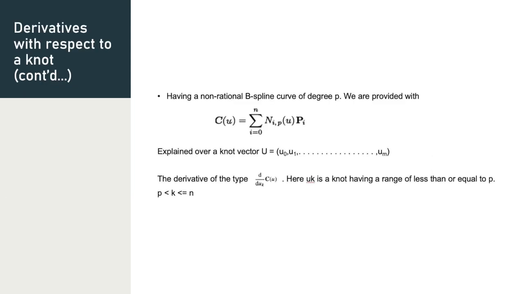Having a non-rational B-spline curve of degree p, we are provided with C of u equal to the sum over i equal to 0 to n of N i,p of u times P_i, and the derivative of the type d by du_k of C of u, where u_k is a knot, with p less than or equal to k less than or equal to n.